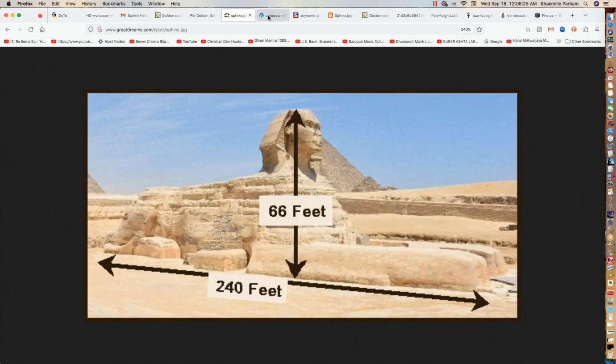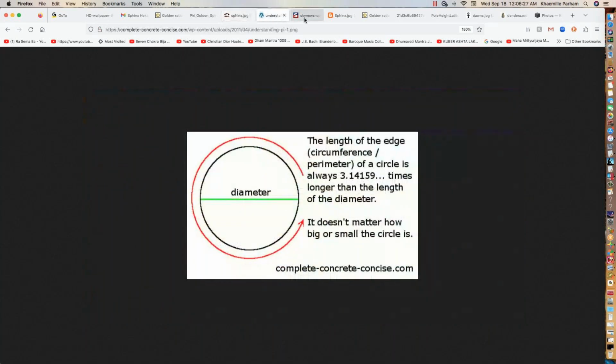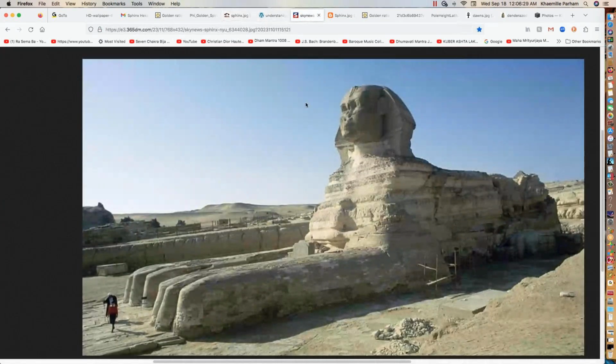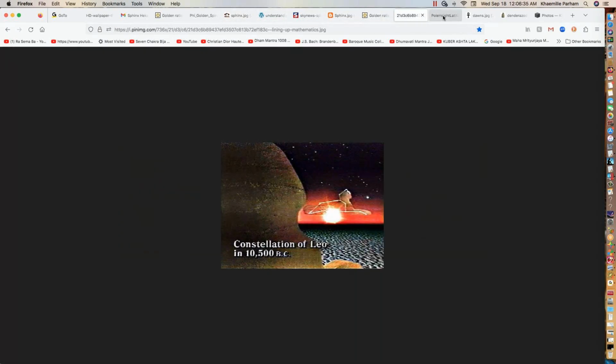Okay? So, that is that. Now, that is that. Okay. So, the Sphinx is staring, as I said, at the stars. So he's staring at the horizon, and he's looking due east. Due east means exactly at the equator.